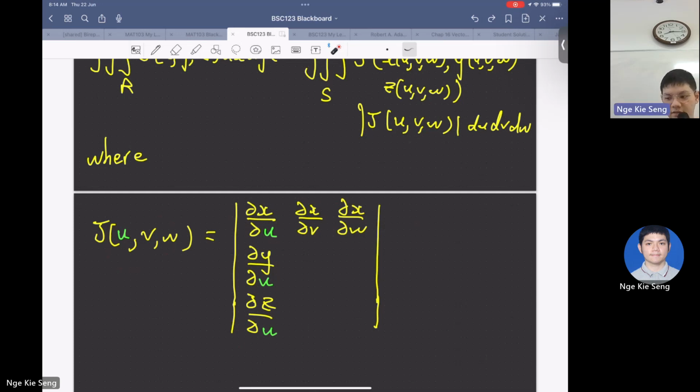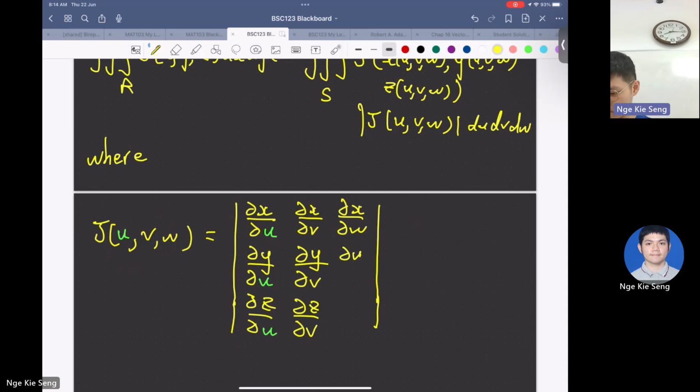Okay. So del y over del v, del z over del v. So which one is the original? Find the original? What do you mean? I also don't know which one is the original one.